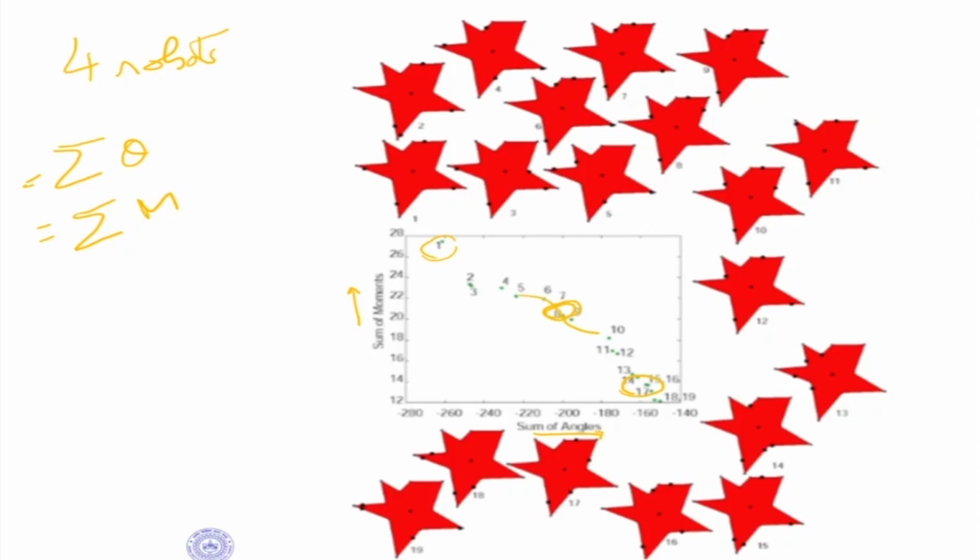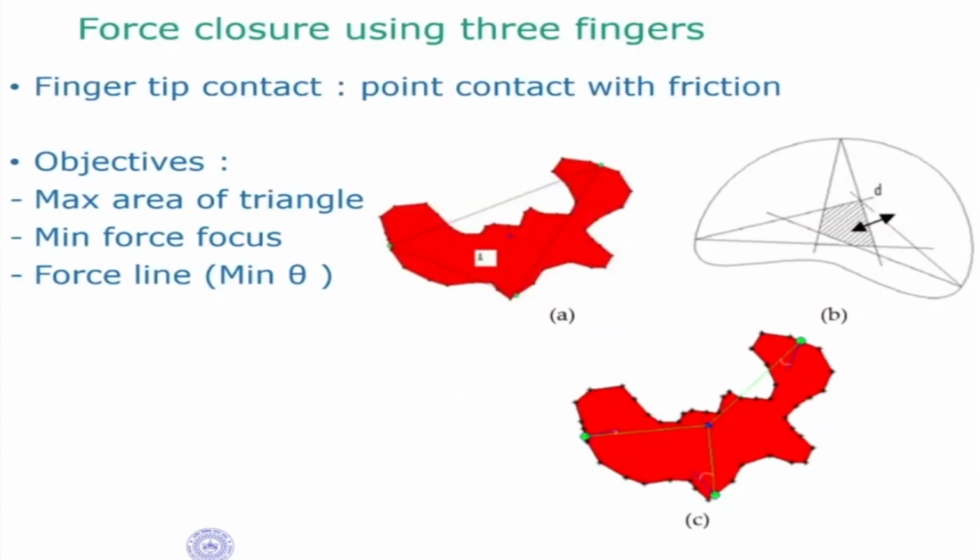Okay. Now, we talked about form closure. Let's look at force closure. Now, this is not only for multi-fingered hands, this is also for mobile robots, because exactly the same thing applies. Now, let's look at force closure using 3 fingers. We can say 3 fingers or 3 robots, 3 mobile robots. Okay. Now in this case, the objectives can be maximum area of the triangles.